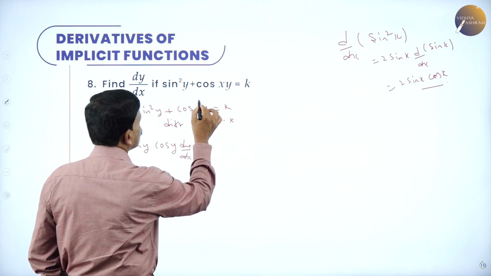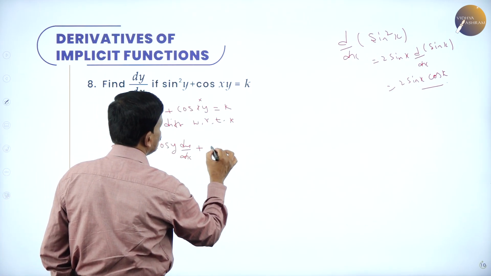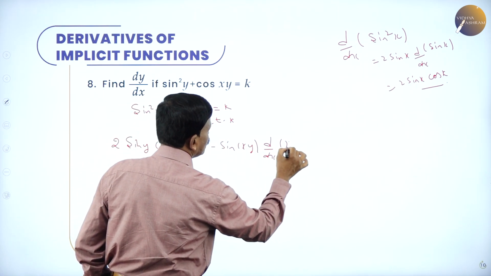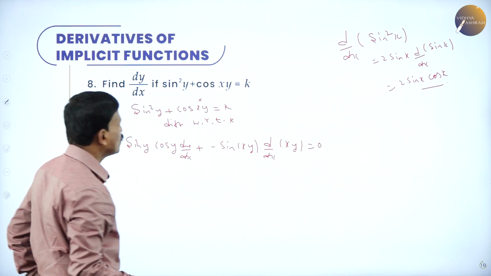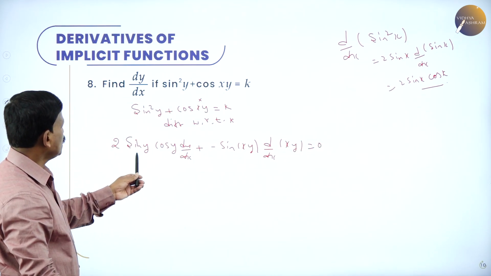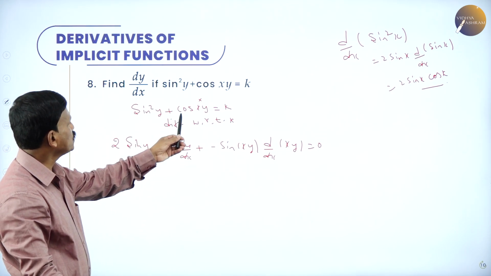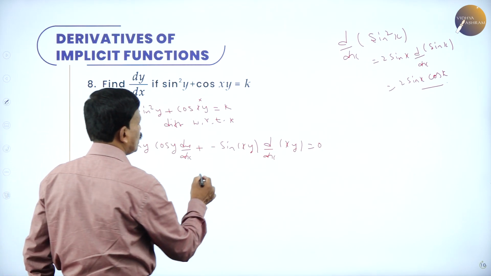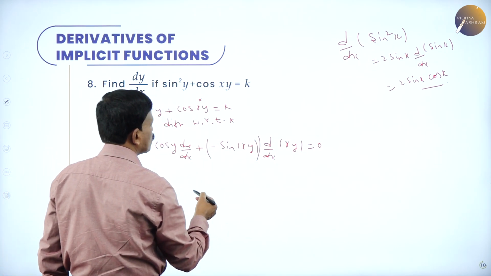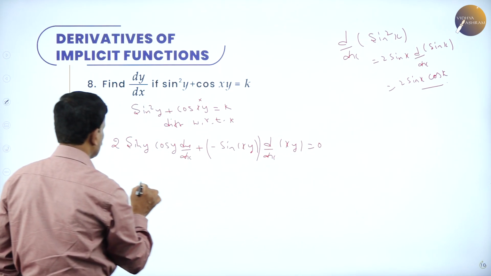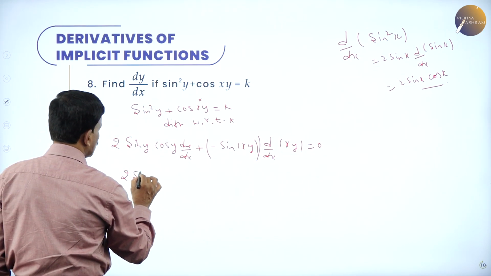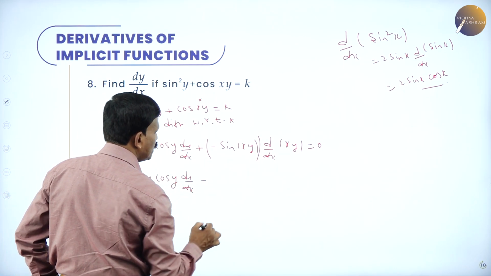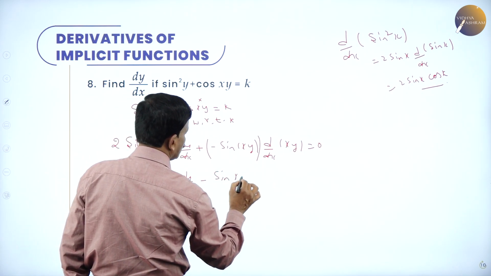Again, this is cos xy. The differentiation of cos is minus sin xy into d by dx of xy, equal to the derivative of a constant, which is 0. See here, 2 sin y cos y dy by dx. Again this is cos xy. Differentiation of cos xy is minus sin xy into d by dx of xy, equal to 0. So this is 2 sin y cos y dy by dx minus sin of xy as it is.